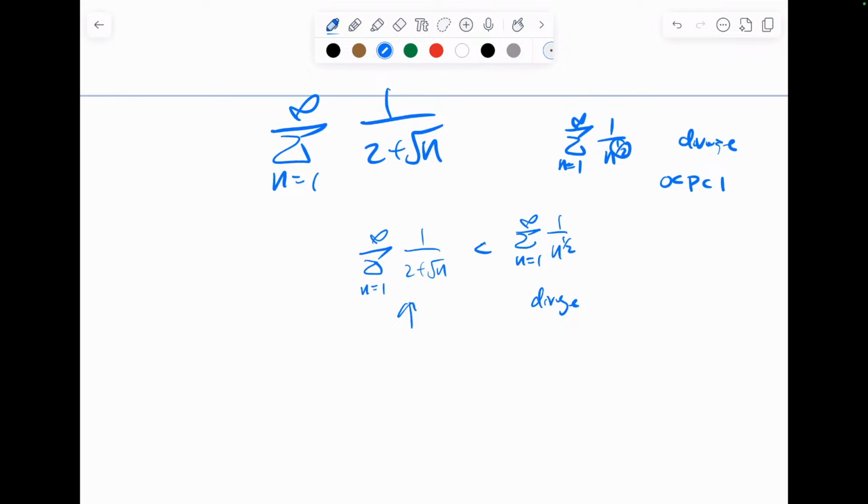Yes, Lucia? Does the P series work if a number other than 1 is the numerator? Like if it's 2 over n squared? No, it's 1 over n squared. It always has to be 1. Can you just take the 2 out? That's just what the P series says: 1 over n to the P.